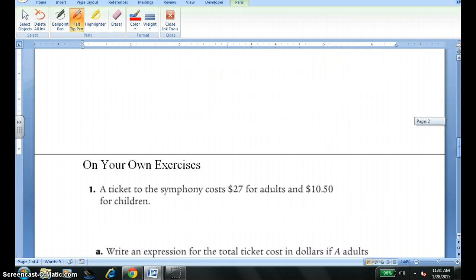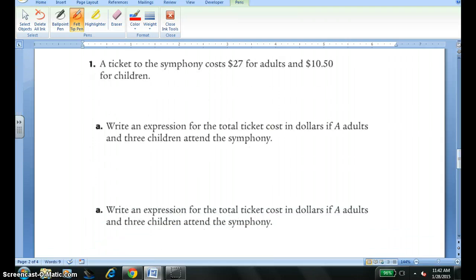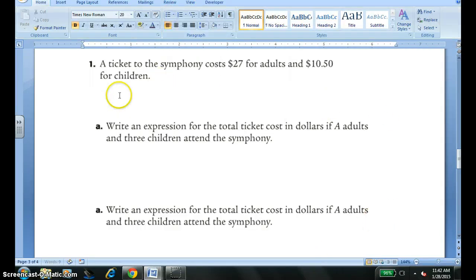Here are the on your own exercises. I'm just having you look at number 1. And then the other ones I'll just walk you through, but I think you'll find they're pretty straightforward. If you get the investigation, you should be able to get the rest of it. So I'm looking at number 1, and it says, a ticket to the symphony costs $27 for adults, $10.50 for children. I want to write an expression for the total ticket cost, so ticket cost in dollars, if A adults and 3 children attend the symphony.